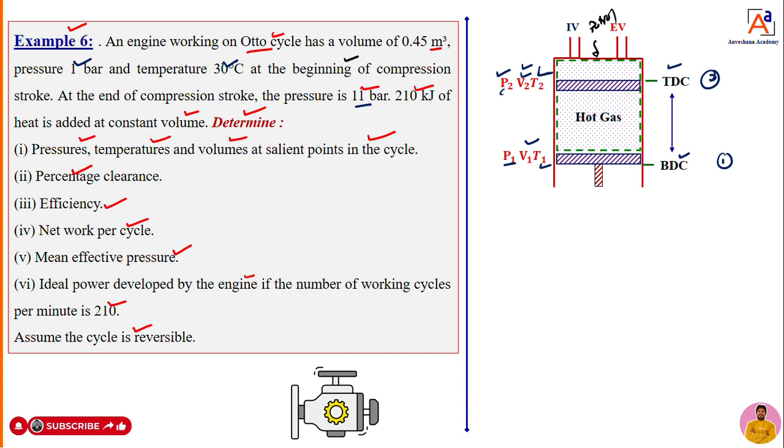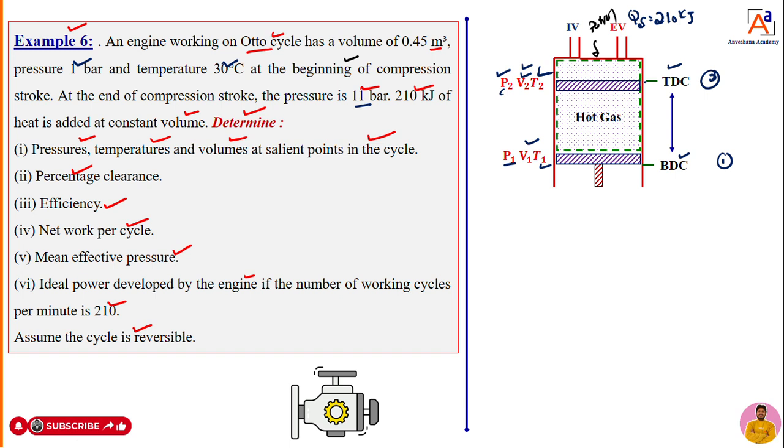Now once the compression ends, at the end of the compression process, he is going to supply a certain amount of heat. That amount of heat I will mark here as QS. The amount of heat supplied is already given in the problem, that is 210 kilojoules of heat is going to be supplied.